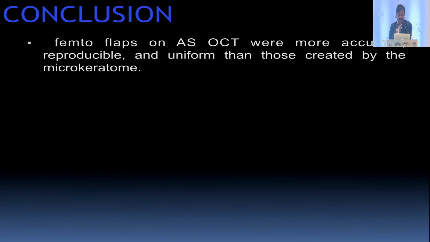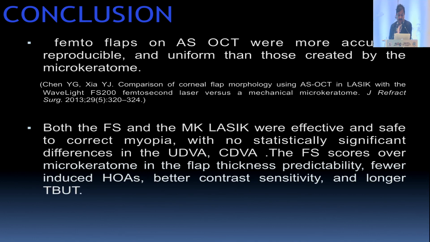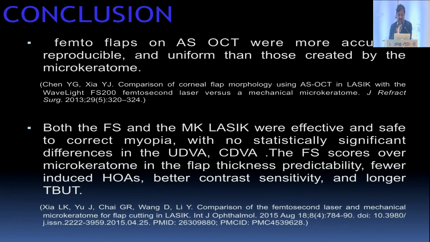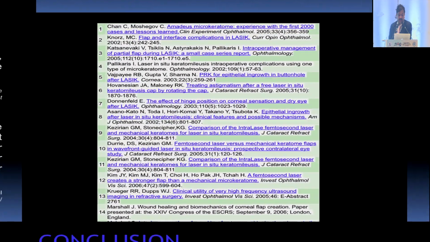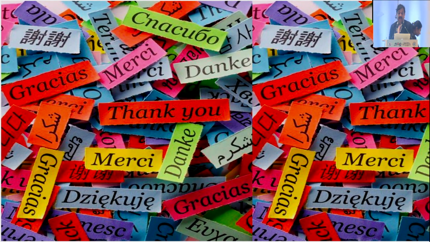So to conclude, the femtoflaps on the anterior segment OCT are more accurate, more reproducible, and more uniform than those created by the microkeratome, though there is no statistically significant difference in terms of the vision achieved. There are a lot of references which I would like people who are new to the system to read, and a lot of literature and work has been done. So thank you very much.